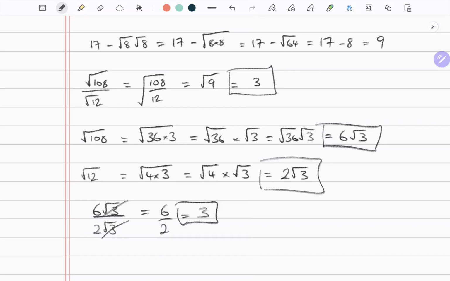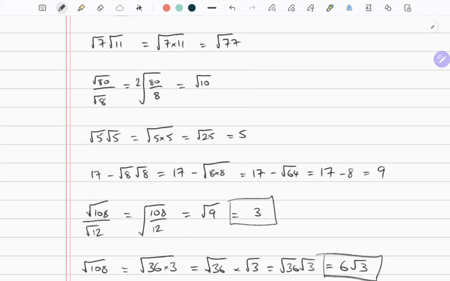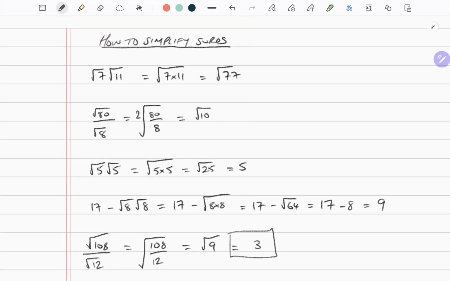Okay, that's just a few examples of how to simplify surds and how to play around with some of the rules that we looked at previously.